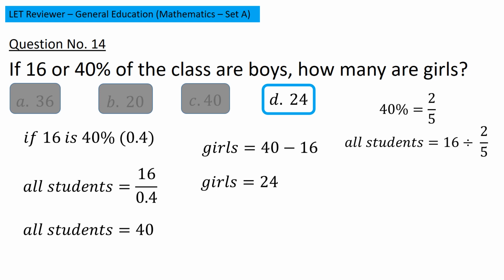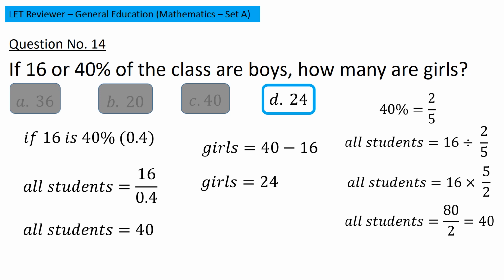So again, kapag nagdi-divide tayo ng fraction, minumultiply natin yung number by the reciprocal of the divisor. So, this is the same as 16 times 5 over 2. So, 16 times 5 is 80 divided by 2. That will give you 40. So, that is the number of all students. So, again, to get the number of girls, 40 minus 16, that will give you 24. So for this second to the last question, our answer is letter D, 24.